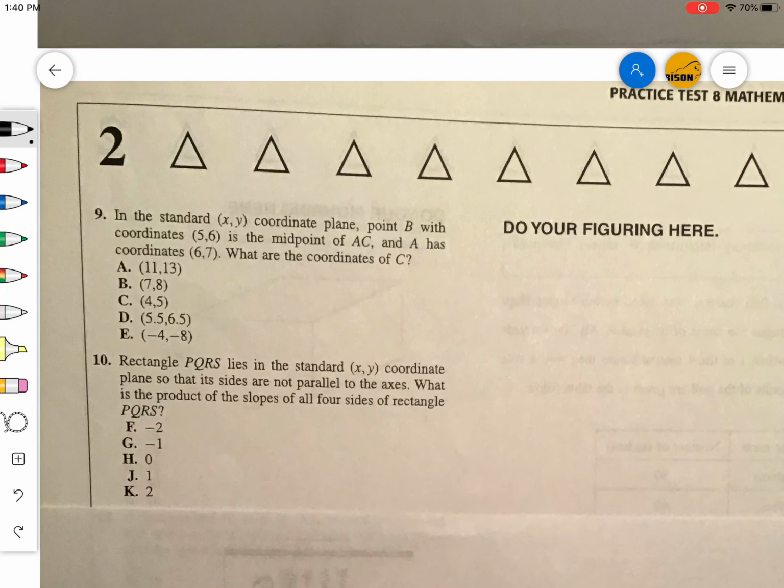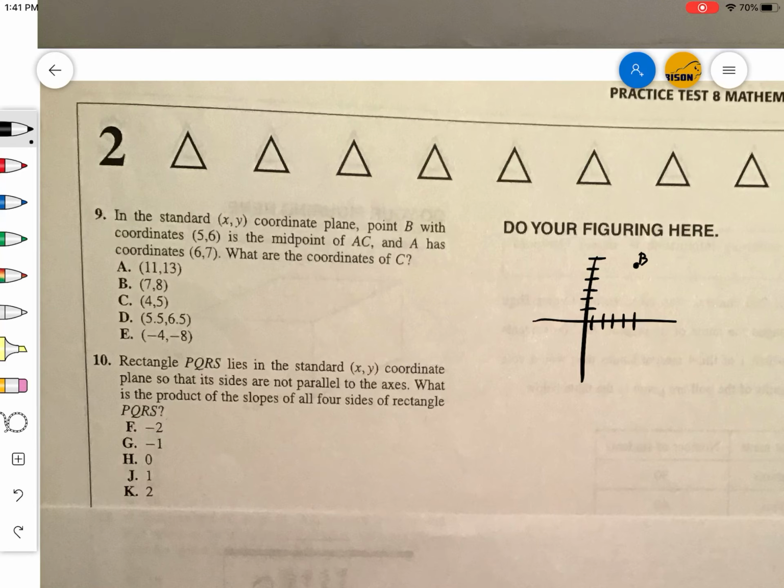Number 9: in a standard coordinate plane, point B has these coordinates and is the midpoint of AC, and A has these coordinates. So it wants to know C. Let's draw ourselves a little graph here. B is at 5, 6. So up there's B.